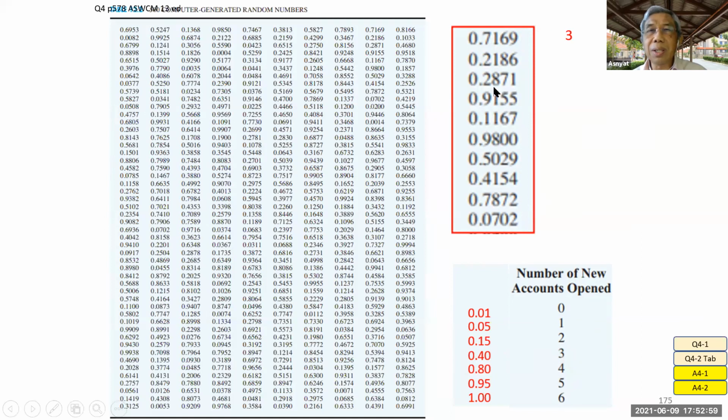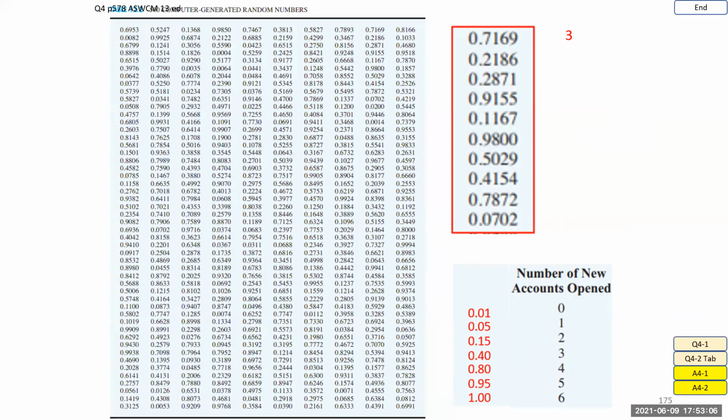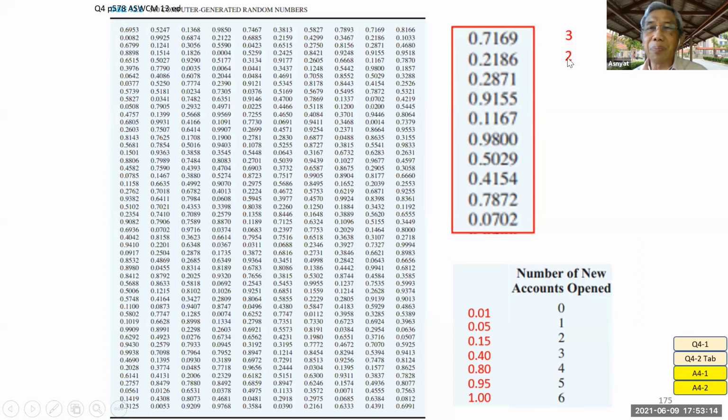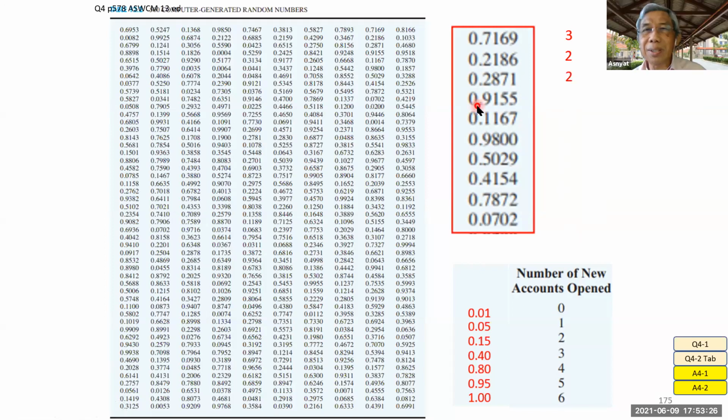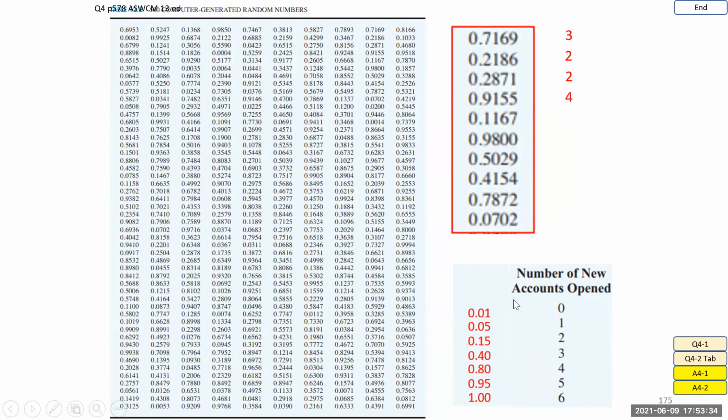Align this 3. And then the second number, 0.21, falls somewhere in here, right? So 2. So maybe for the next seminar we get 2 persons signing up. Then the third seminar, what's the likelihood of getting customers? Also 2. Then the fourth seminar, 0.91. You can get 4.